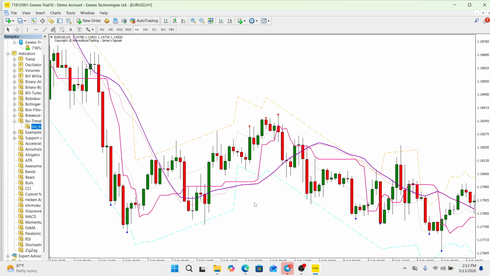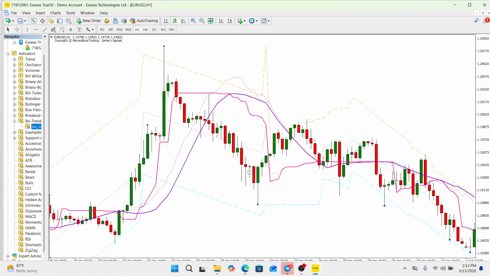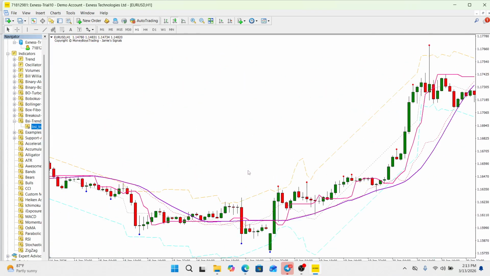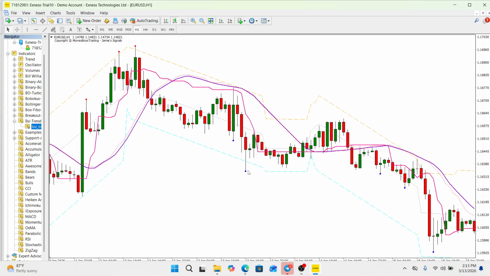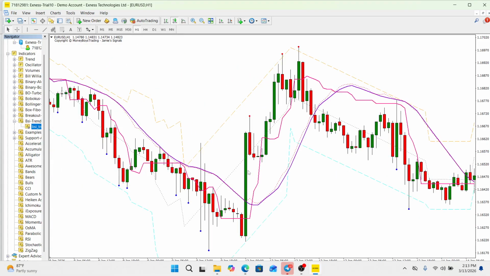It gives you a clear color-coded trend channel built on bar strength index calculations with built-in overbought or oversold zones so you can read market bias, time entries against channel boundaries, and manage exits all from one indicator.